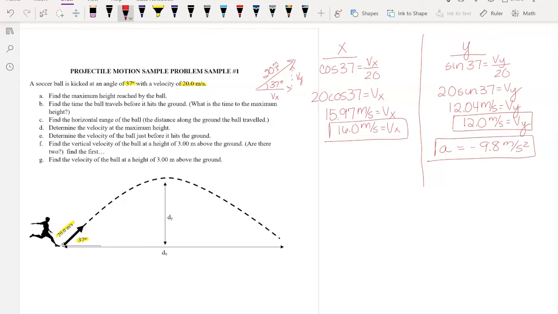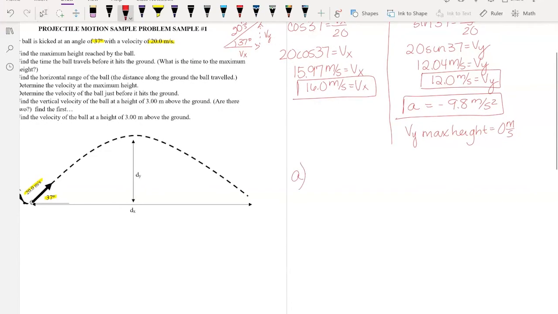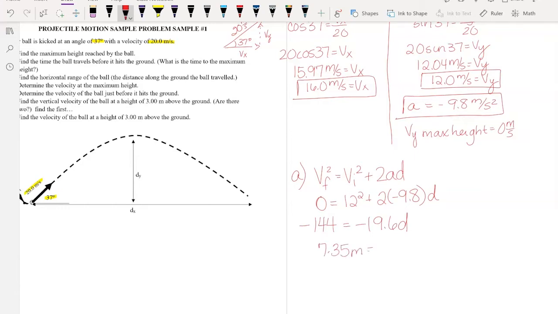So A, find the max height reached by the ball. We know the velocity in the y at the max height is 0 meters per second, so that's something to know. And so, using the equations, I think VF squared equals VI squared plus 2AD works the best. 0 equals 12 squared plus 2 times negative 9.8 D. So then negative 144 is equal to negative 19.6 D. So 7.35 meters above the ground.